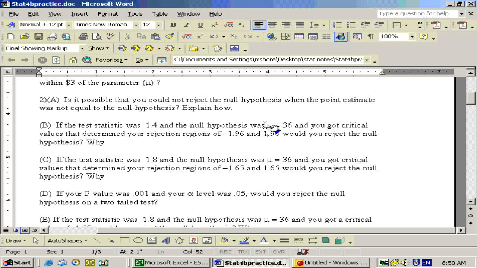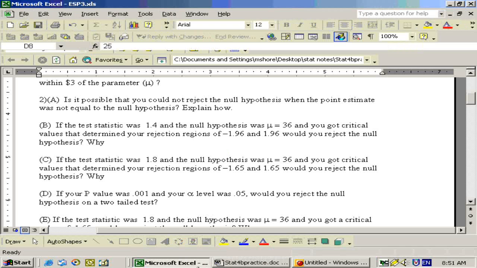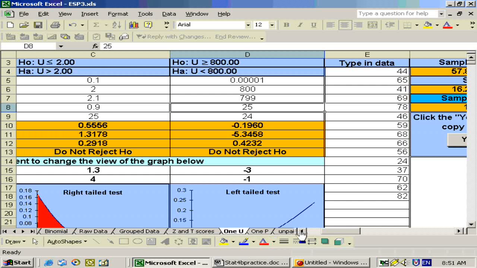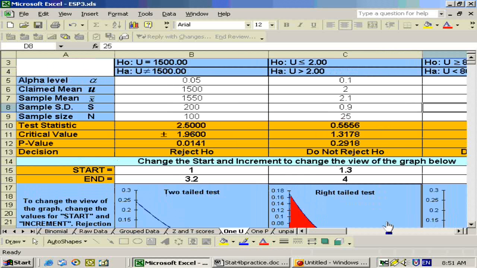Well, really the mu equals 36, we don't even need to know that. Here's the important thing. We have critical values of negative 1.96 and 1.96 that determine the rejection regions. This must be a two-tailed test. 1.4 does not fall into either one of the rejection regions. It's not greater than 1.96 and it's not less than negative 1.96. And we can see that on the Excel sheet as well. On a two-tailed test, we have two rejection regions.